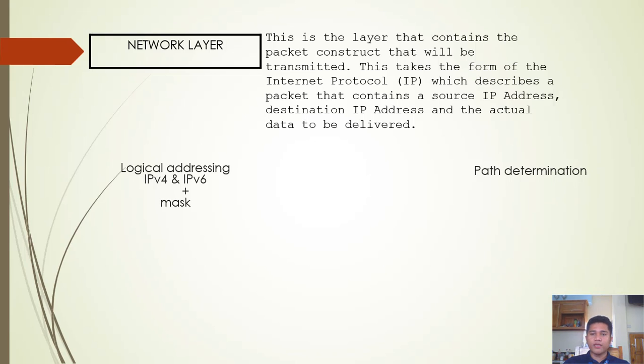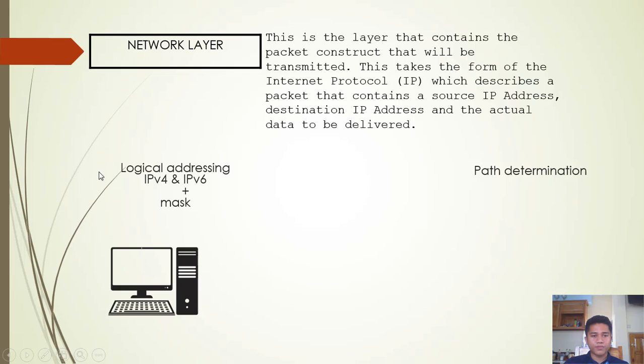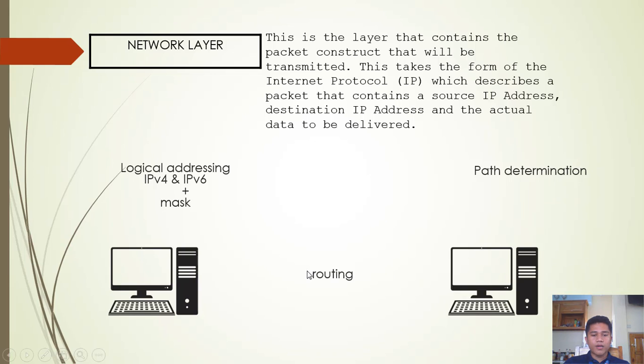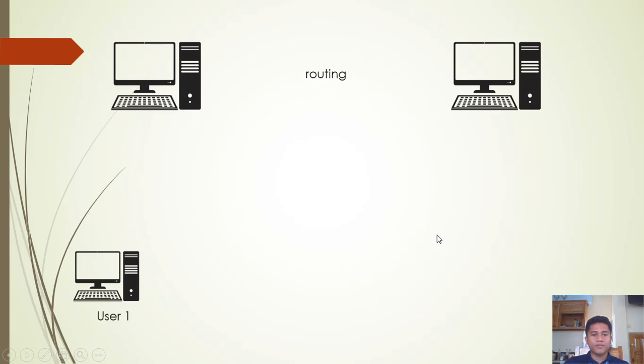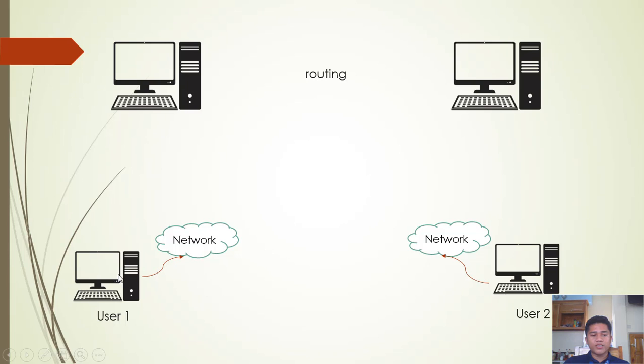The network layer defines the packet construct that will be transmitted. This takes the form of the Internet Protocol, IP, which is described as a packet that contains a source IP address, a destination IP address, and the actual data to deliver. For example, you can see another PC and this one PC. This is called routing, to communicate with each other. For example, this is user one on Facebook, and this one is also on Facebook, communicating with each other. So you can see the diagram flow.